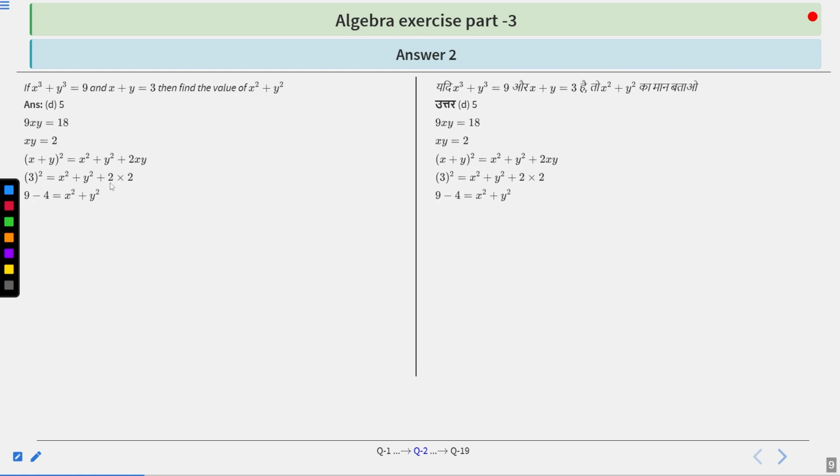So 9 minus 2 into 2, that is 4, is equal to x square plus y square. Therefore, x square plus y square is 9 minus 4, that is 5. So option number D, 5 is the correct answer.